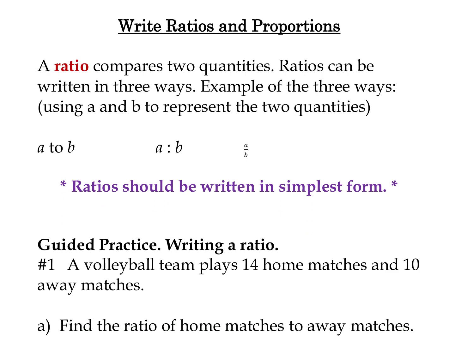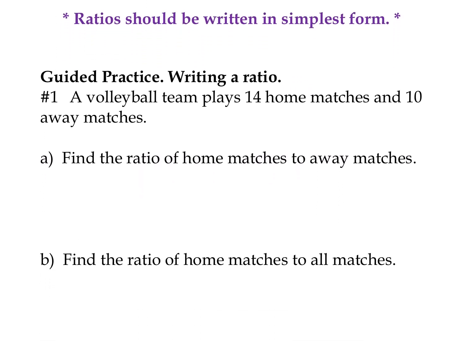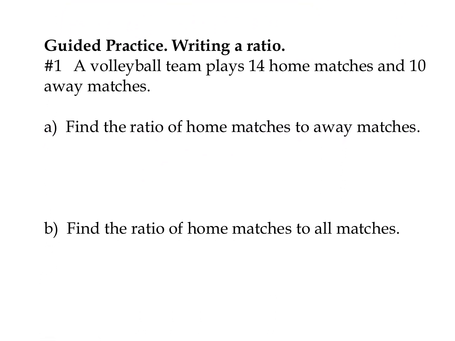Let's see how we can write some ratios for a couple of problems here. A volleyball team plays 14 home matches and 10 away matches. We want to write the ratio of home matches to away matches. Pay attention to the order. We want to write in the order that we're being asked, home to away. So home matches is 14, to away matches is 10. I'm going to write this one with the colon. If you wrote it as a fraction or with the word to, that's fine as well.